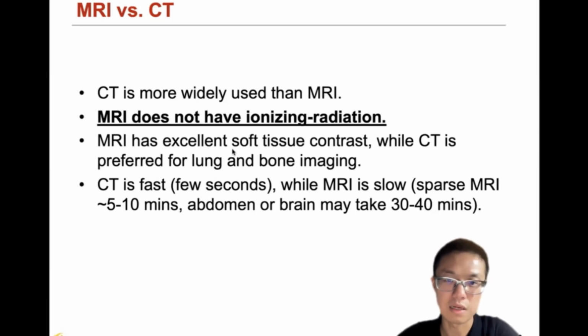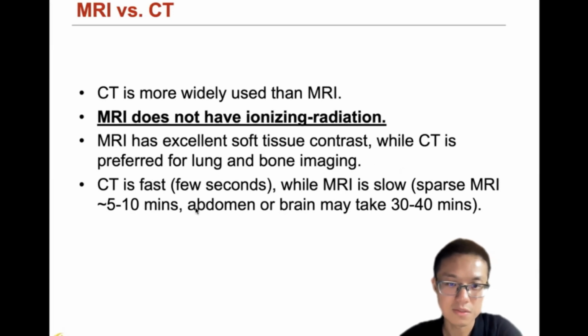But MRI does not have ionizing radiation. For CT X-ray, you have ionizing radiation, but for MRI, you only have the magnetic field and also the radio waves. MRI has excellent soft tissue contrast. You see the brain image, with all this fluid and gray and white matter showing up very clearly on the MRI scans. While CT is preferred for lung or bone imaging, especially for bones, you can detect the fractures very easily.